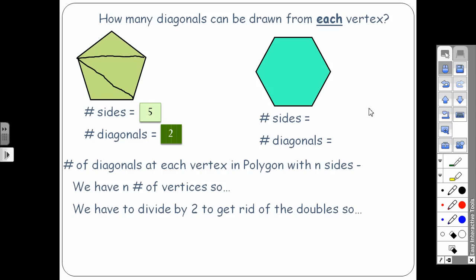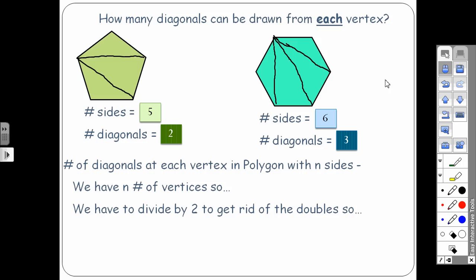Okay. Let's take a look at the hexagon. We have 6 sides. So how many diagonals will we get? Let's start up here. Let's do this diagonal. Oops. Wow, that was a really bad one. Let's erase that one. Okay, so let's try that again. There we go. Much better. Okay, so the point is, you see that we get 3 diagonals when we had 6 sides.